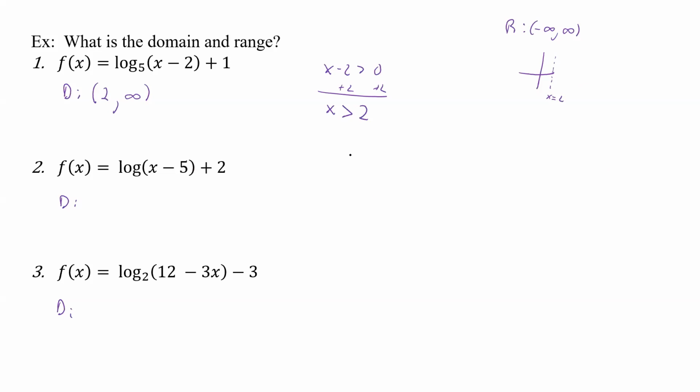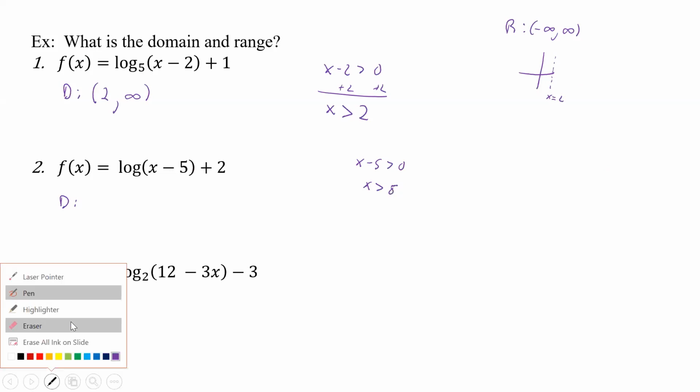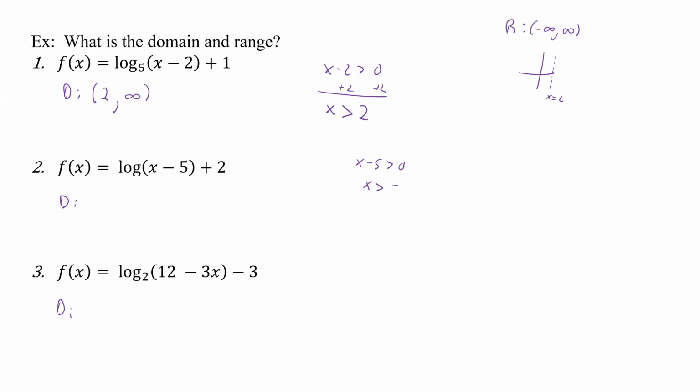Now this one is pretty easy, just like the last one. x minus 5 greater than 0, so x is greater than, that's a 5, not a 0. Let me erase that here. All right, so it's going to be greater than 5. Then our domain is just from 5 on up to positive infinity.